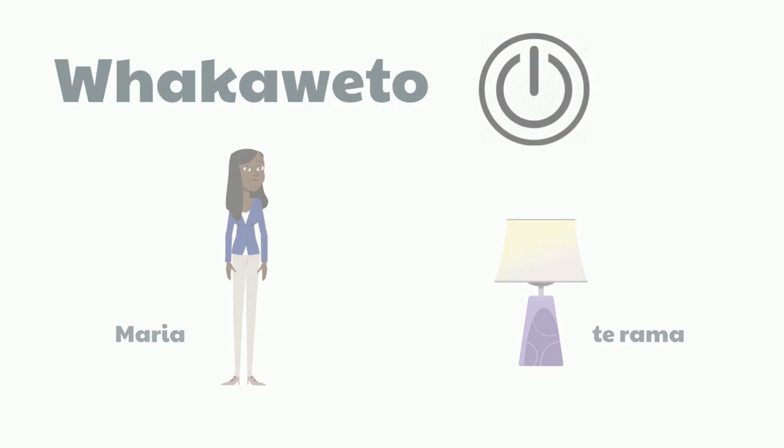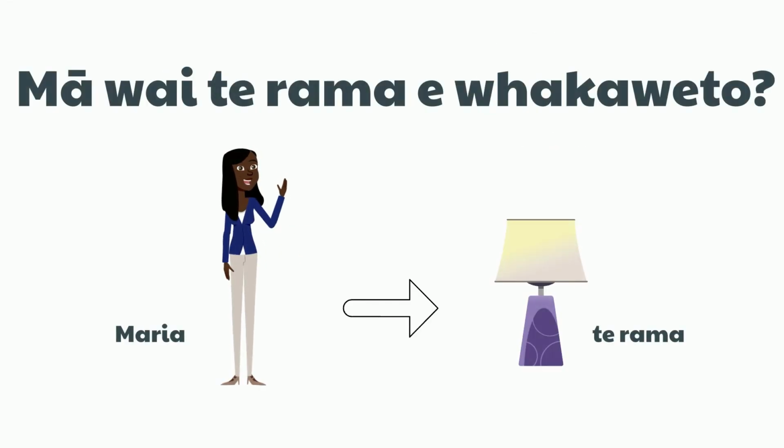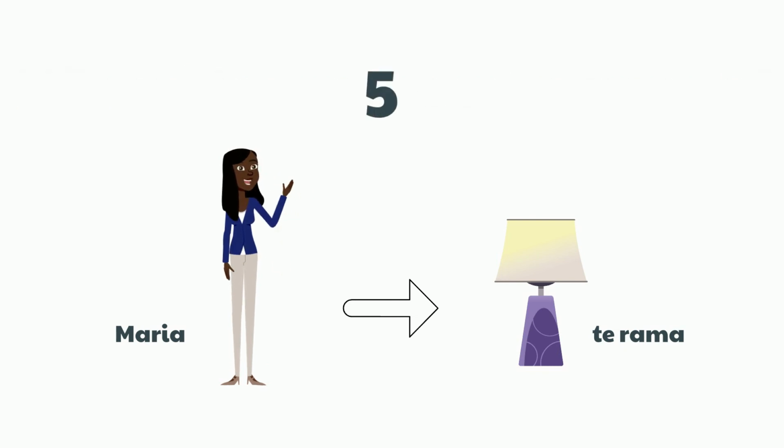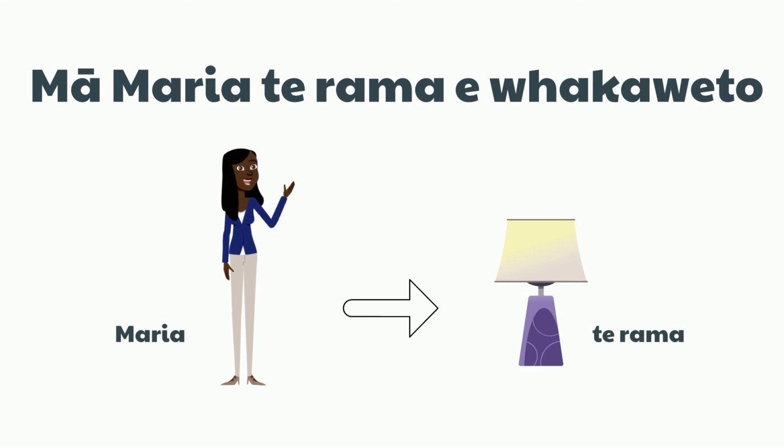Whakaweto means to turn off. Mā wai te rama e whakaweto? Who will turn off the lamp? Mā Maria te rama e whakaweto. Maria will turn off the lamp.